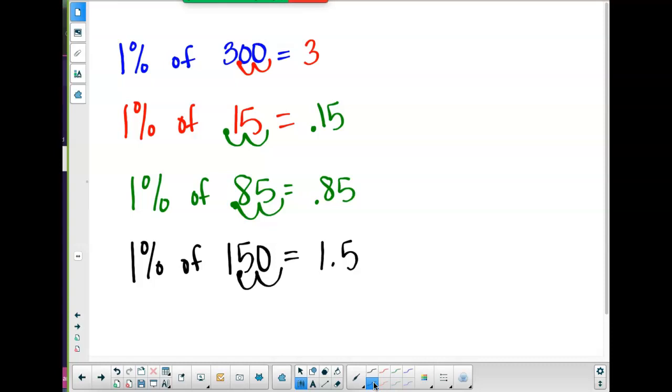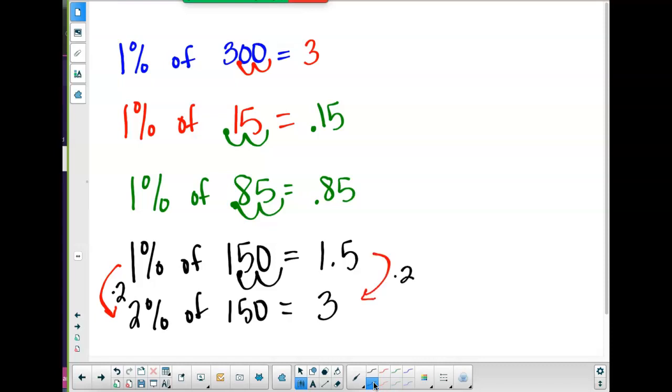Okay, so if you know 1%, can you tell me 2% of 150? If 1% is 1.5, what's 2%? Exactly. 3. Double it. Right? 1% times 2 is 2%. So 1.5 times 2 is 3. Does that kind of make sense?